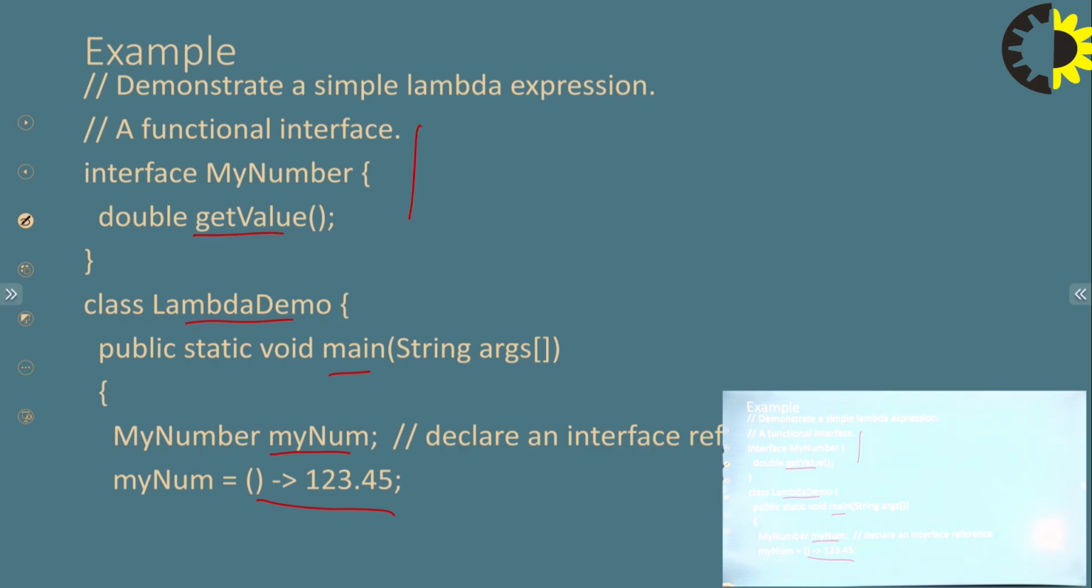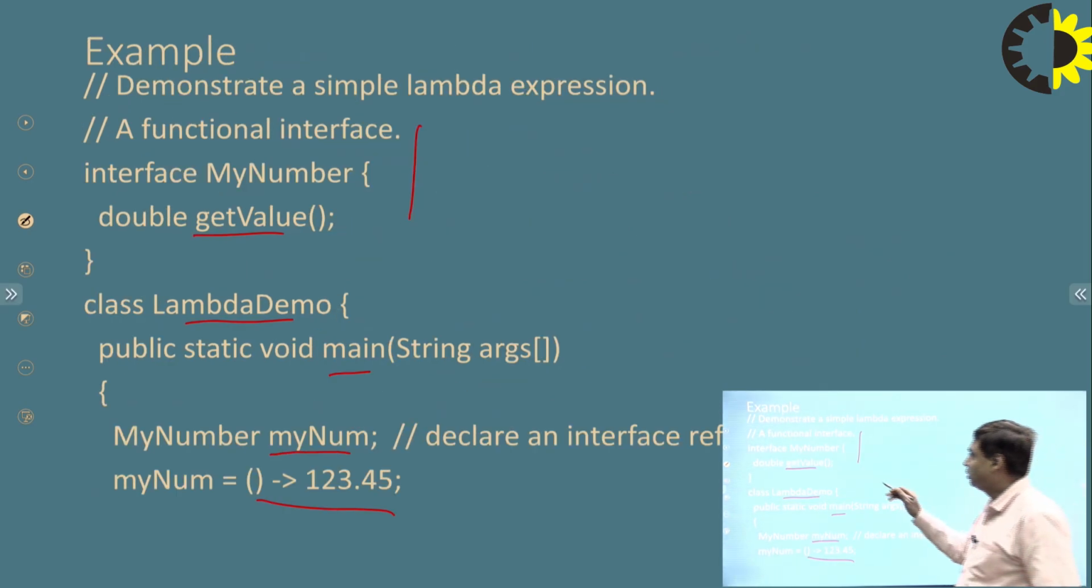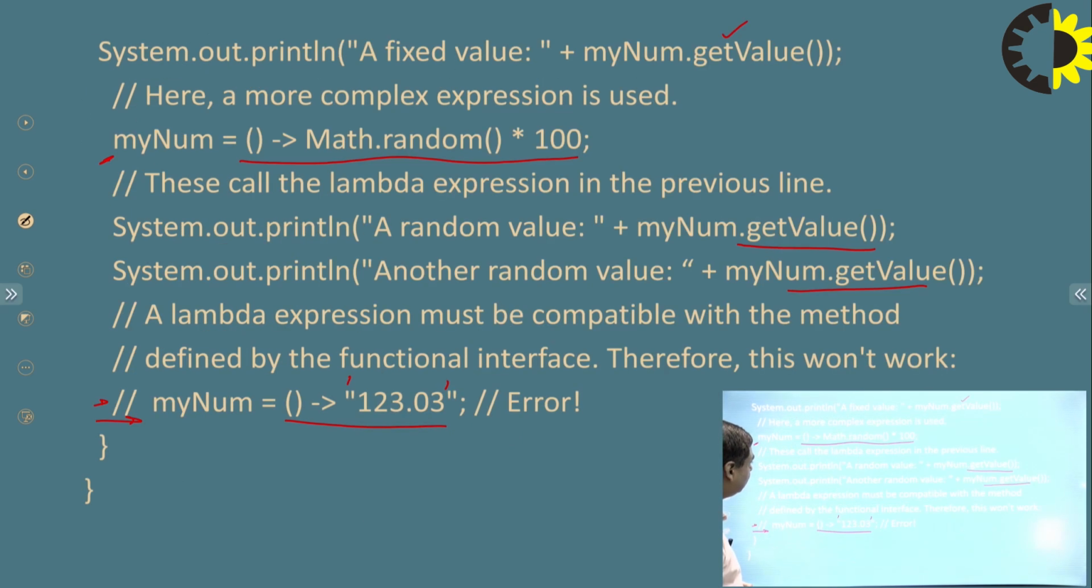One important thing to understand in this program is that when we assign a lambda expression to a functional interface abstract method, its compatibility should be the same. That is, if an abstract method of a functional interface is returning a double value, then we can assign only those lambda expressions which return a number. Here it is not returning a number, it is returning a string, therefore it is an error.